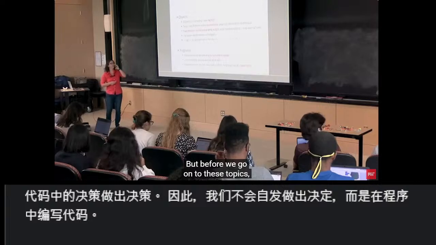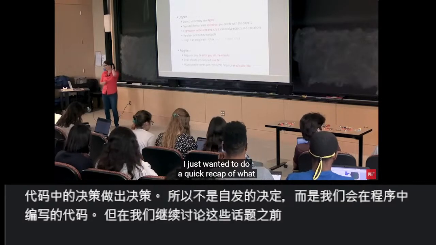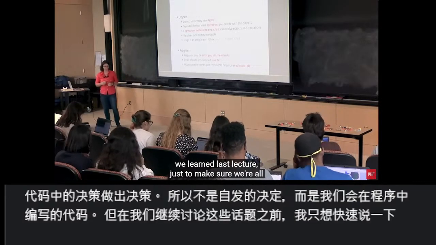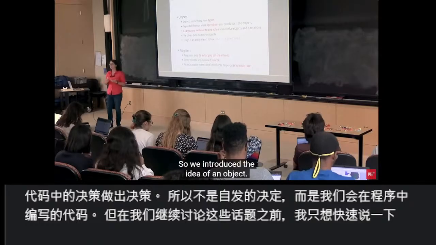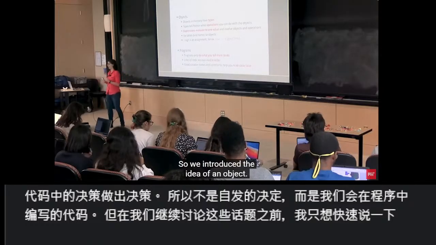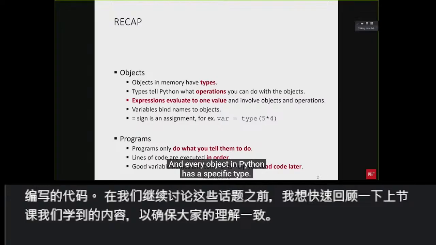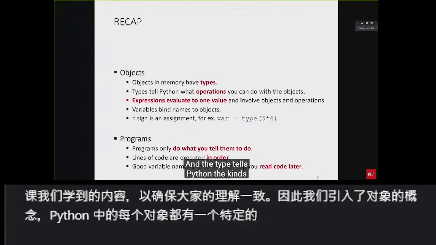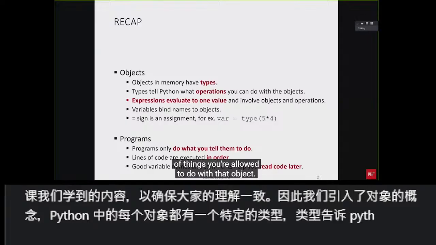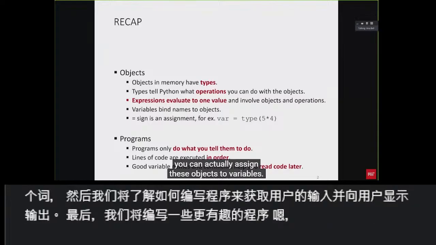But before we go on to these topics, I just wanted to do a quick recap of what we learned last lecture, just to make sure we're all on the same page. We introduced the idea of an object, and every object in Python has a specific type, and the type tells Python the kinds of things you're allowed to do with that object. Once you have objects, you can assign them to variables, and these variables basically bind a name to the object in memory.